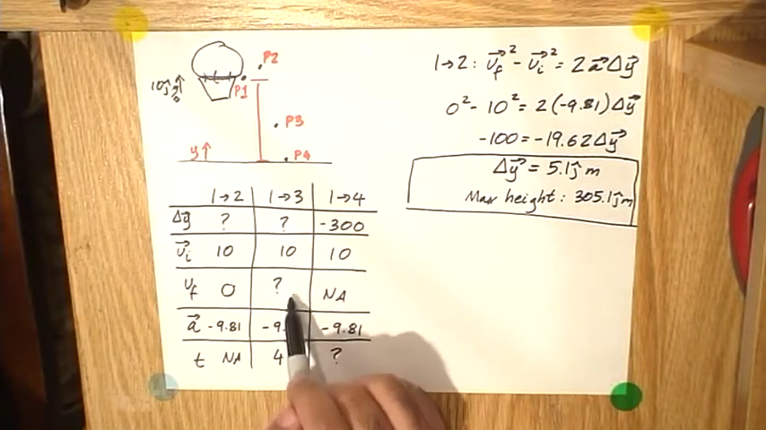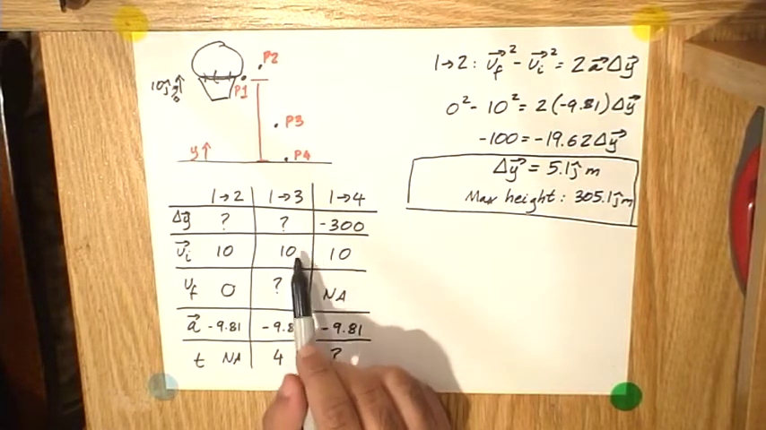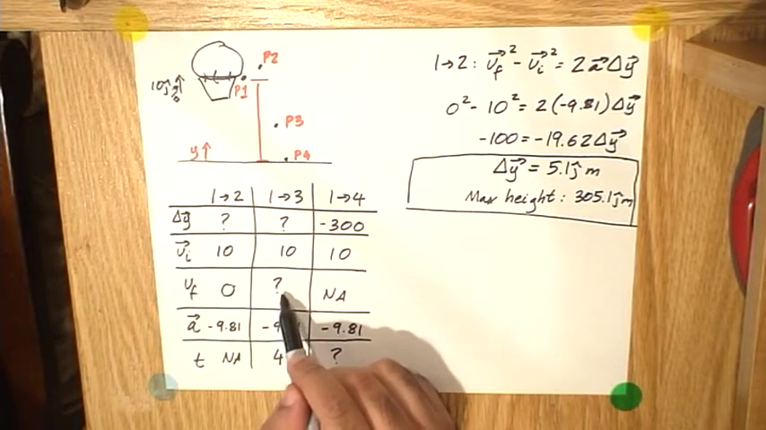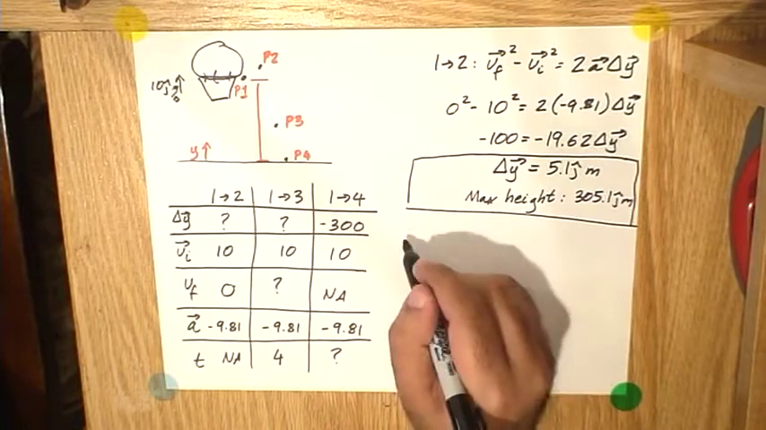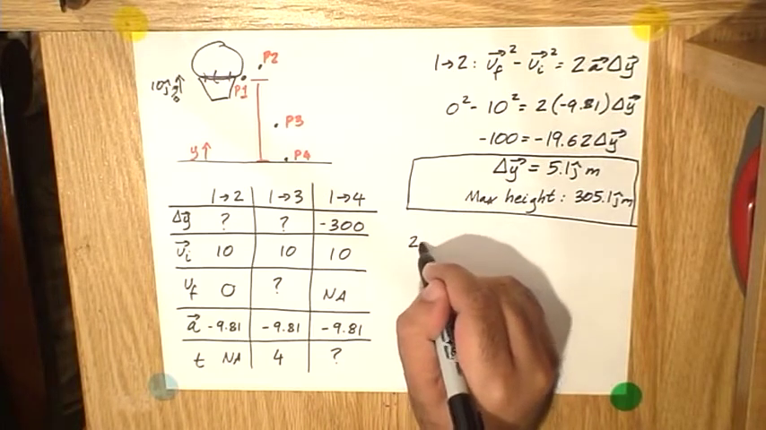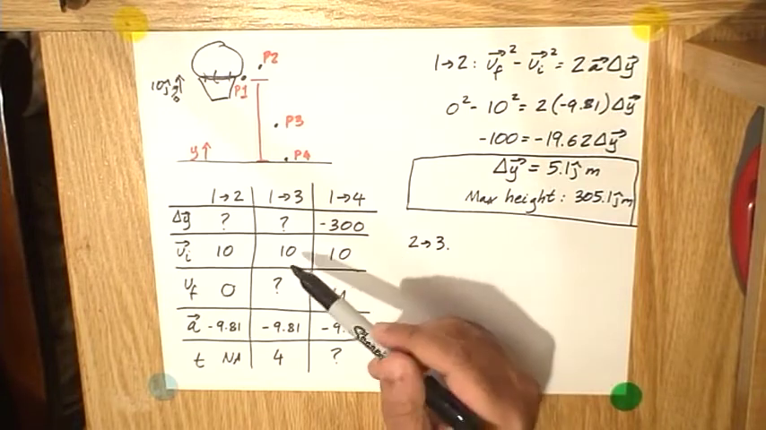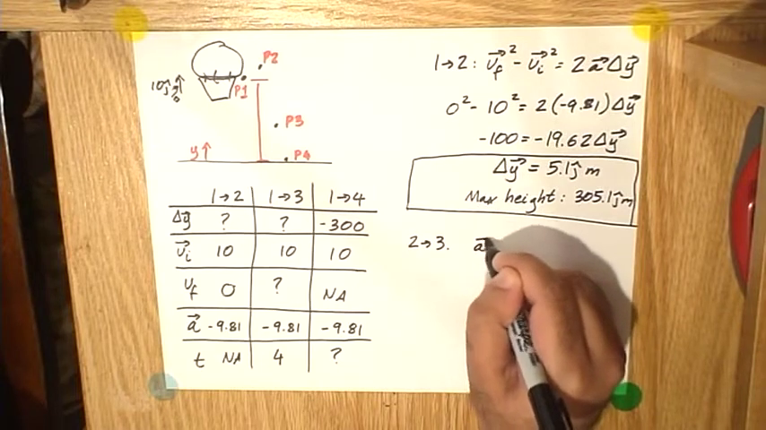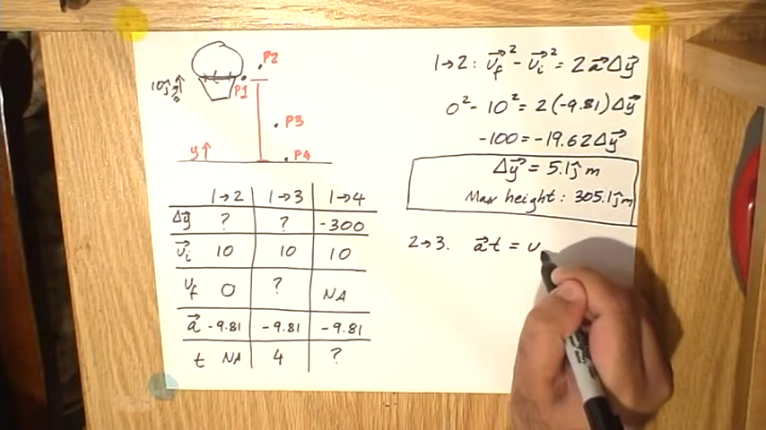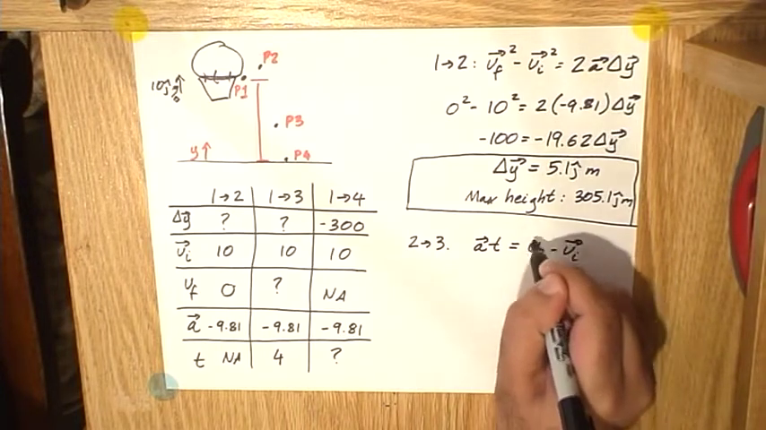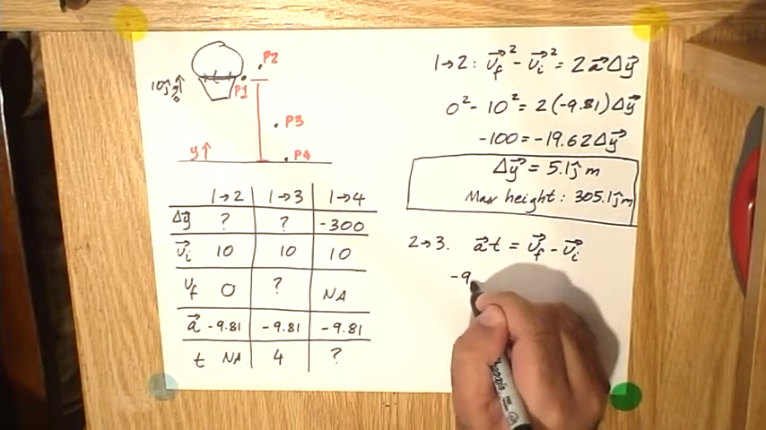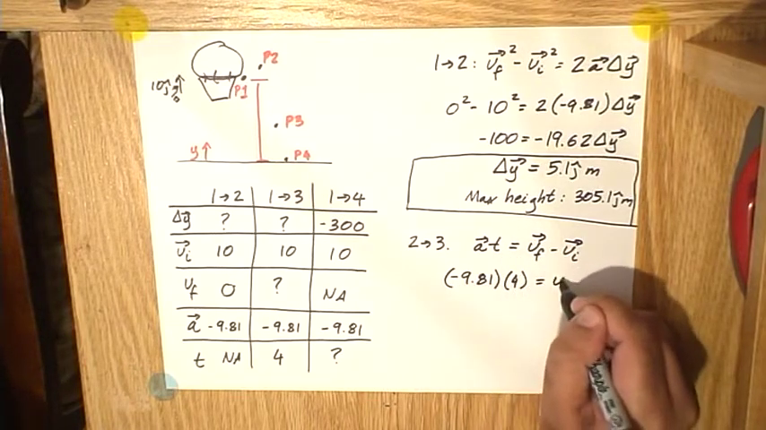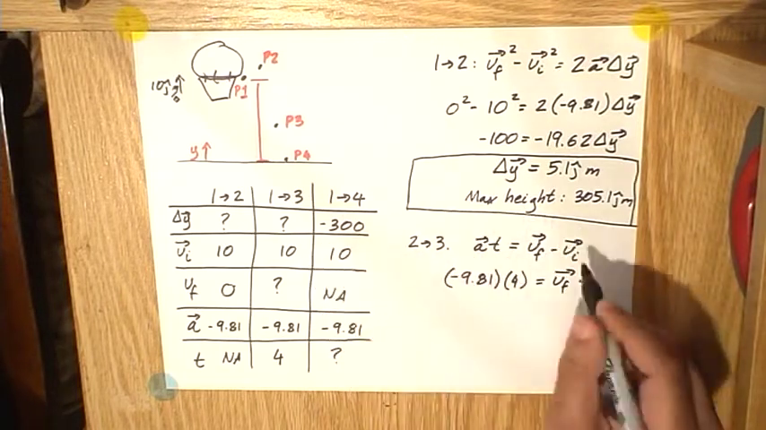What about for 1 to 3? Well, from 1 to 3, we have the initial velocity, the acceleration, and the time. And we're looking for final velocity and displacement. So here's how I'm going to do it. I'm going to go with equation 1 to find out the final velocity. Toolbox equation 1 says AT is equal to V final minus V initial. So A, negative 9.81, times time, 4, is equal to V final, unknown, minus V initial, which was 10.